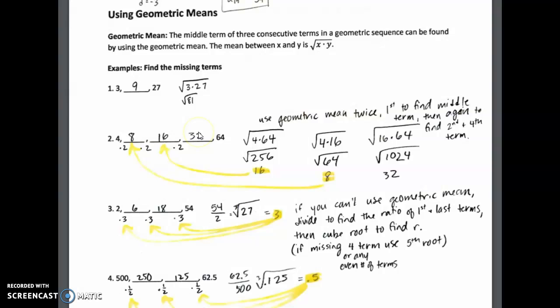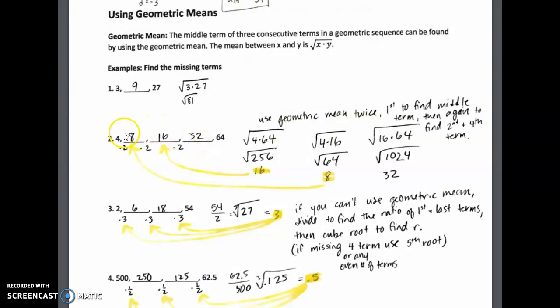So what I mean by that is if we look at number 2, we're missing 3 terms, we would find the geometric mean of our first and our last term to find the middle term right in here. So that we're doing the exact same thing as we did here. So the middle term is 16. And then what we'll do is we'll just use now the first and the middle term to find the geometric mean of the second term, and we'll do the same thing with 16 and 64 to find the fourth term.